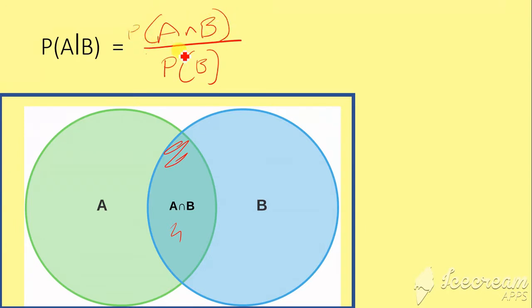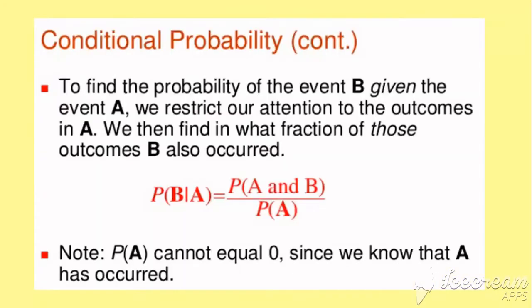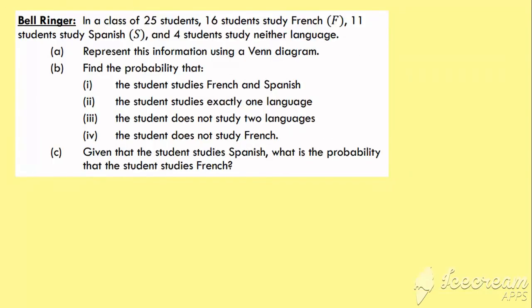That's the formula for conditional probability. The probability of A and B happening divided by the probability of B is the formula for A given B. Here you go, it's a nice way to do it. Copy it down, it's important. Okay, let's try this question.